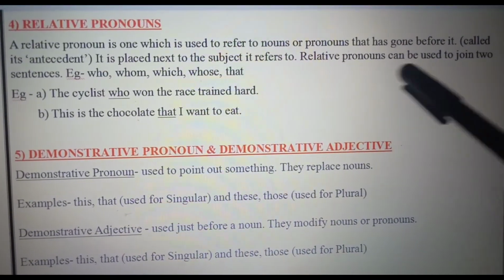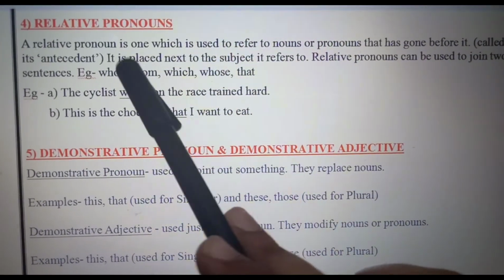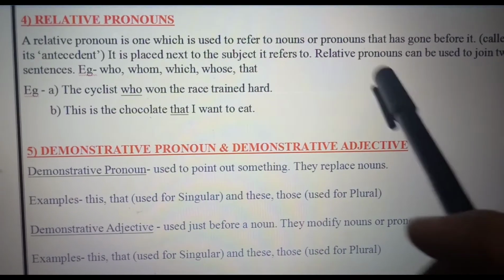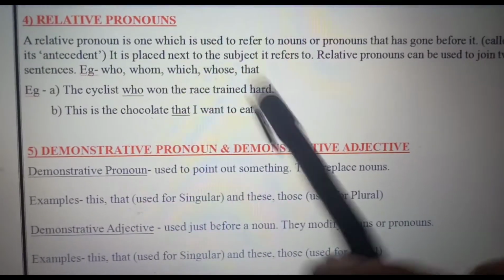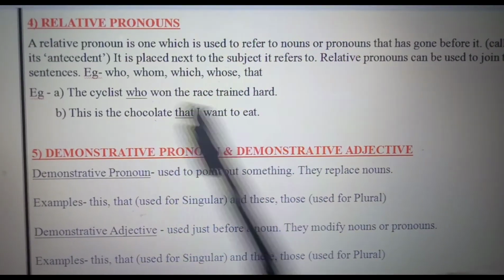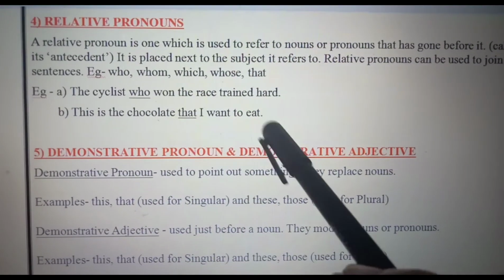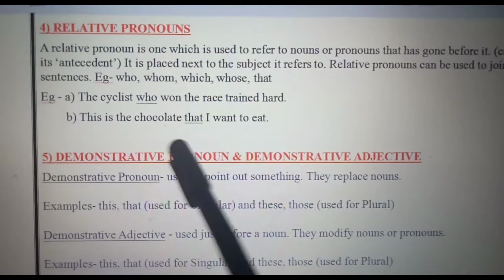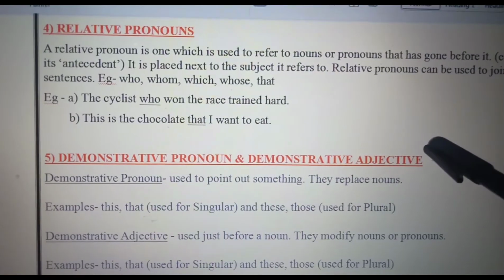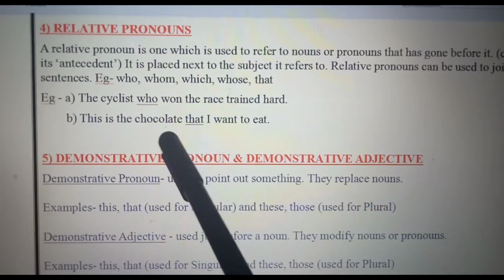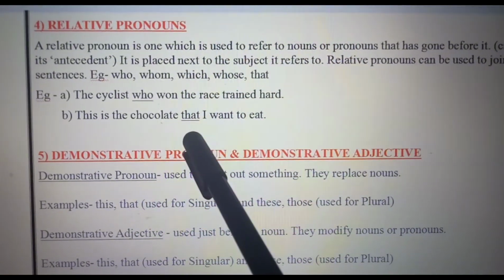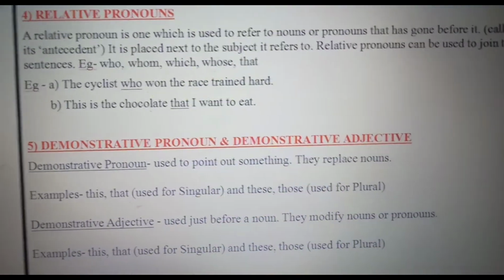Relative pronouns can also be used to join two sentences. Like here we have joined two sentences. This is the chocolate that I want to eat. "This is the chocolate" is a separate sentence. "I want to eat" is a separate sentence. So we have joined them using the relative pronoun that.